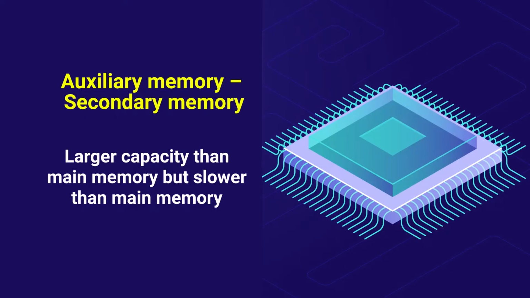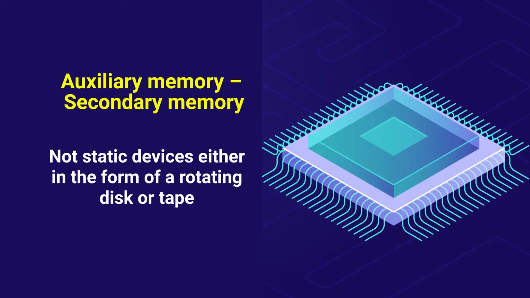So basically they are outside the domain of the CPU, and the CPU cannot directly access these secondary memories. They have a larger capacity than the main memory, but they are relatively slower than the main memory. The prime reason for that is they are not static devices. Either they are in the form of rotating disks or tapes.